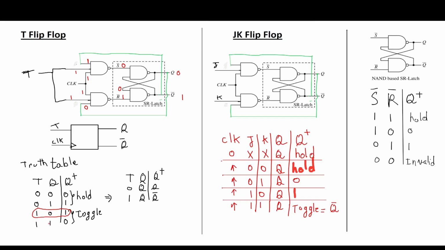So you can do the same for the last row and the second row to obtain the truth table for T flip-flop. This is all on the T flip-flop.